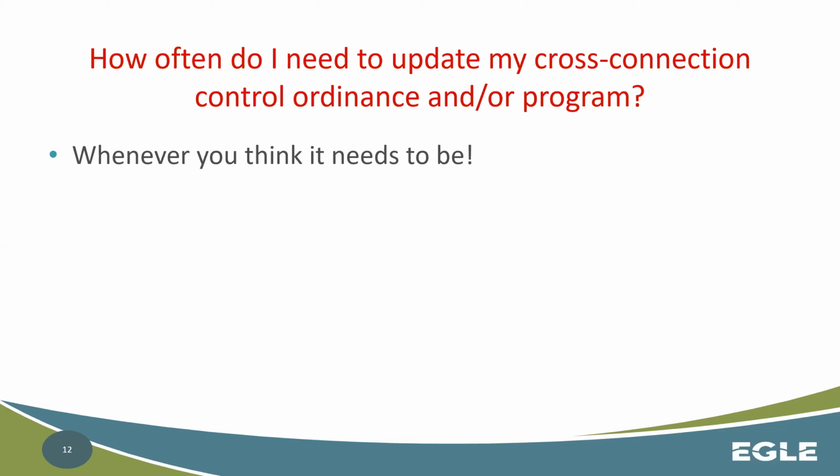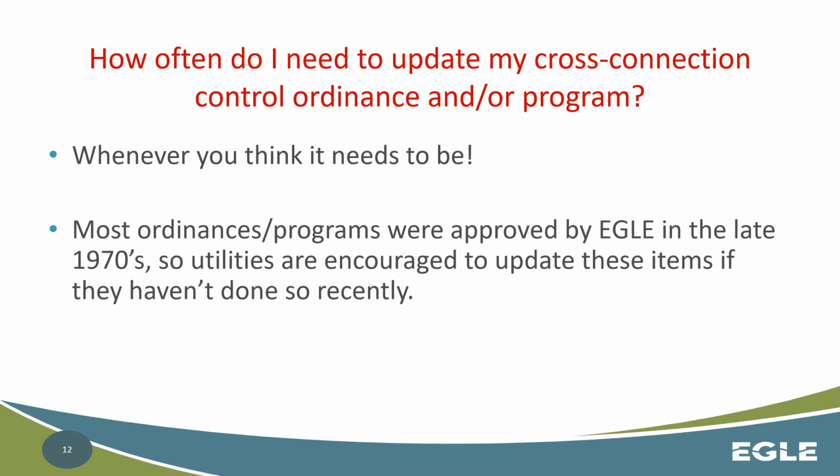All right. These should be updated. I'm not going to tell you there's a set schedule, but a lot of times within that cross connection control program, in order to get it approved back when, there had to have been a thing that says it needs to be updated every 5 years or 10 years, something like that. And then it was approved by the state. So it should be updated by the schedule within the ordinance itself.